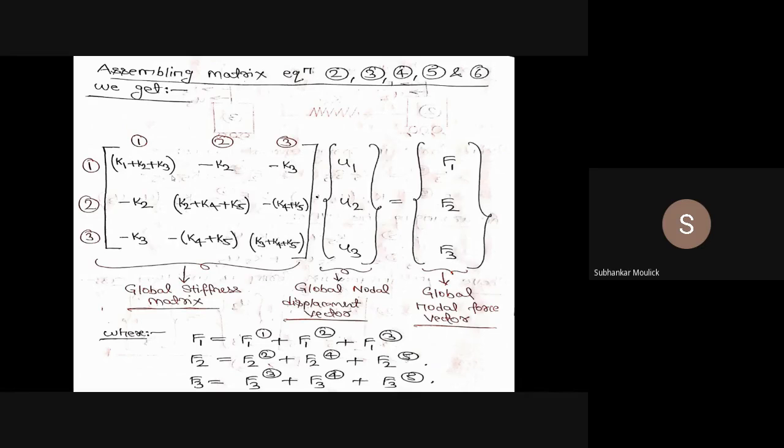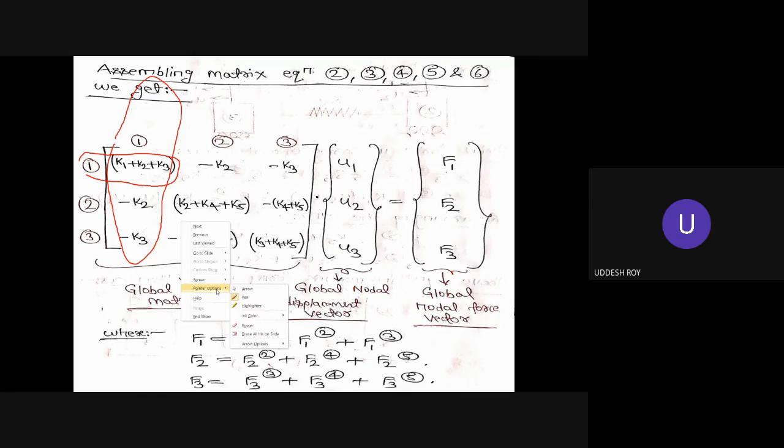First row, first column. Is it clear? Yes, sir. Other people, please respond. This is first row and first column. Any doubt so far? No, sir. Okay.